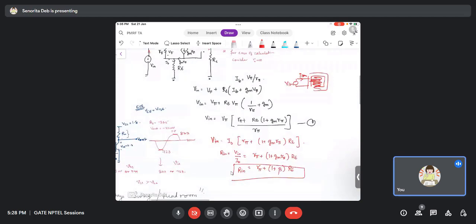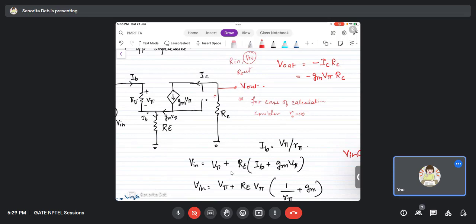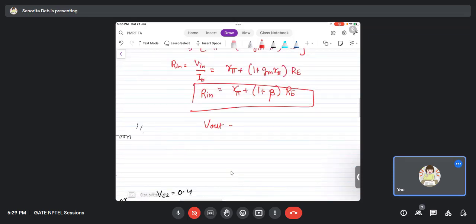So now what is V out? V out is something which is here. So V out is nothing but minus IC RC. IC is nothing but minus GM V pi RC. Just take a look. Minus GM V pi RC. Now you know what V out by V in by V pi is, we had seen, right? So V out is equal to minus GM RC into V pi.